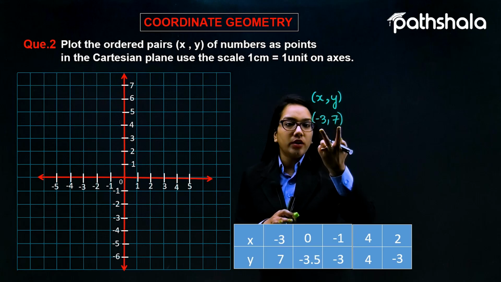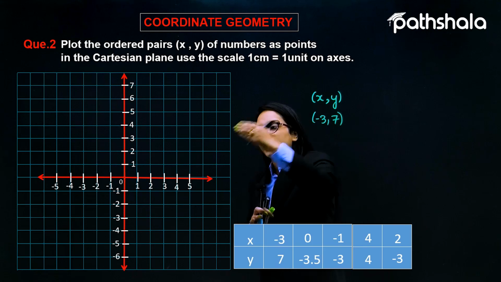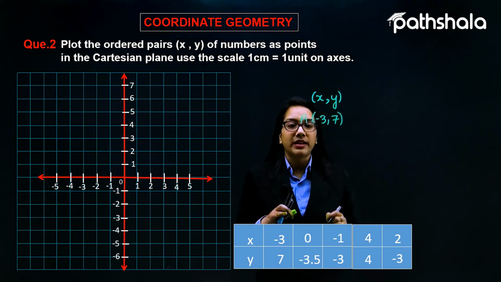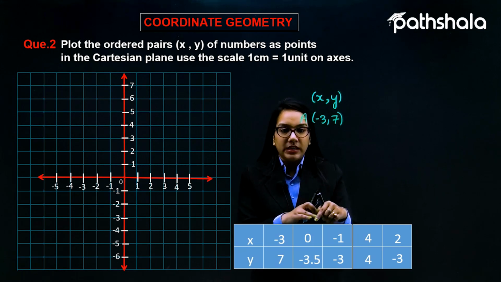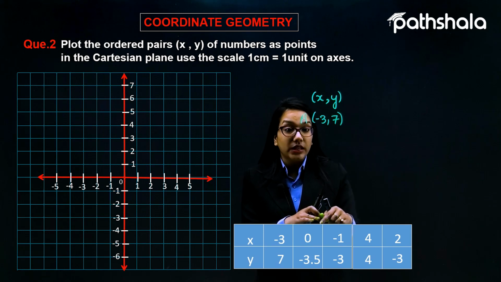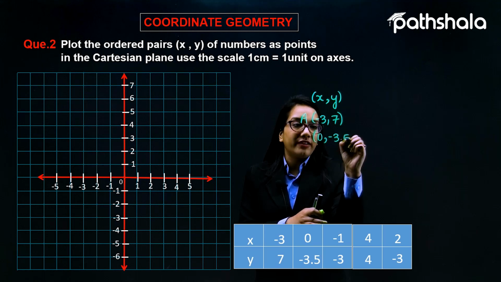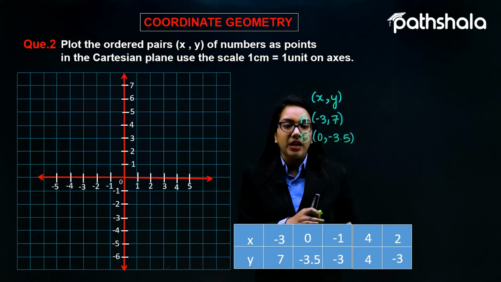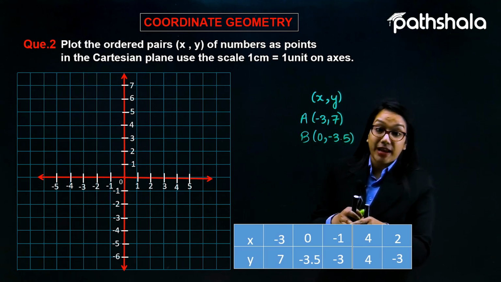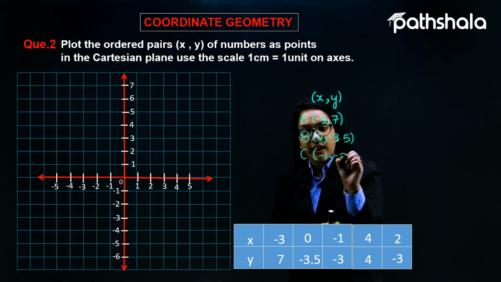Now, taking this ordered pair as a coordinate, we have to plot it in the Cartesian plane. So let us call it the point A, which is -3 and 7. Now look out for the point B. For x as 0 we have y as -3.5. So let us call it B. Further, for x as -1 we have y as -3. Let us call it C.